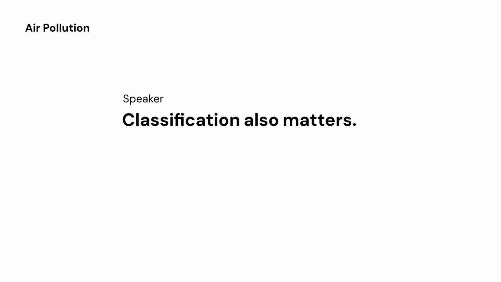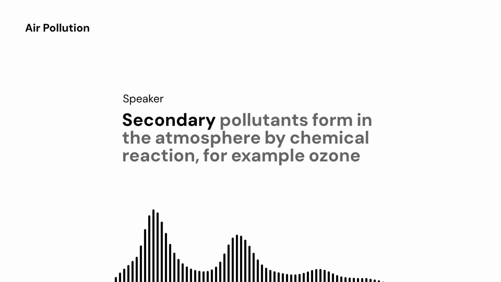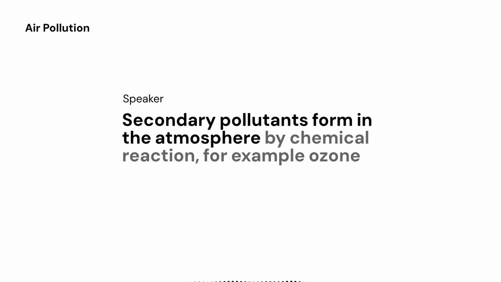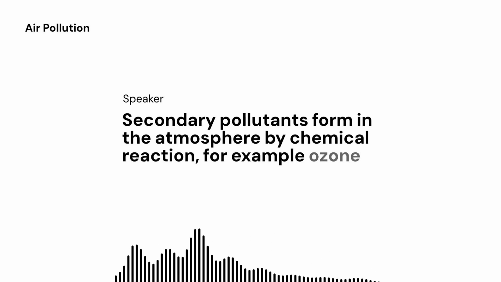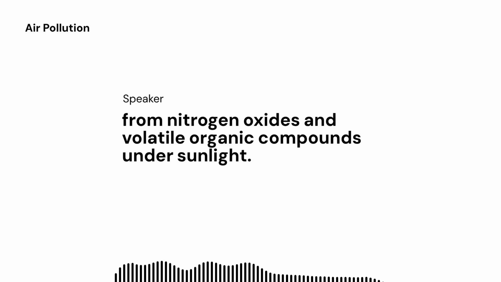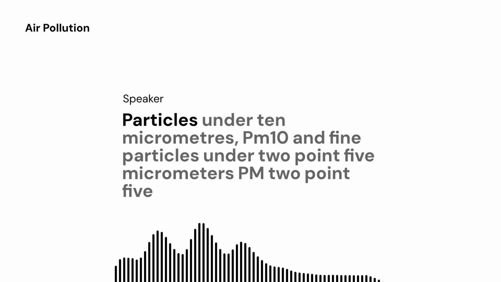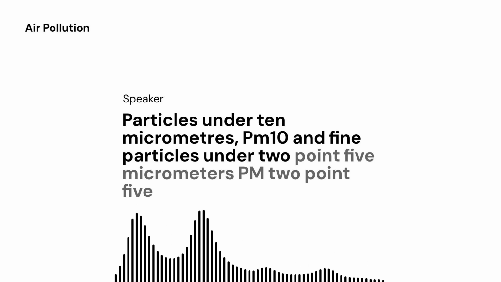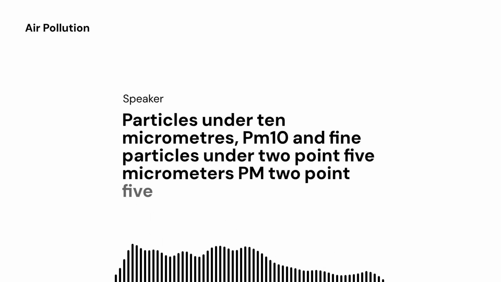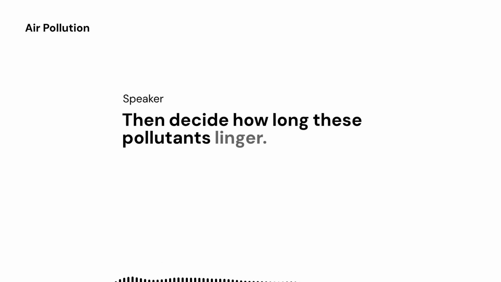Classification also matters. Primary pollutants are emitted directly, for example, carbon monoxide from incomplete combustion. Secondary pollutants form in the atmosphere by chemical reaction, for example, ozone from nitrogen oxides and volatile organic compounds under sunlight. Another useful lens is particle size: coarse particles under 10 micrometers, PM10, and fine particles under 2.5 micrometers, PM2.5. Meteorology and topography then decide how long these pollutants linger.